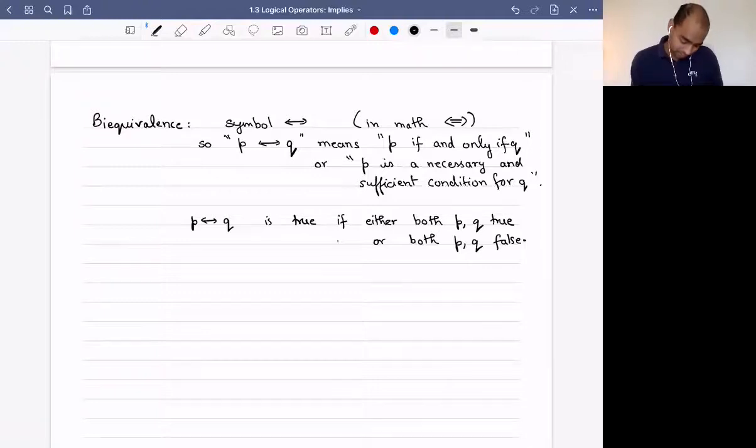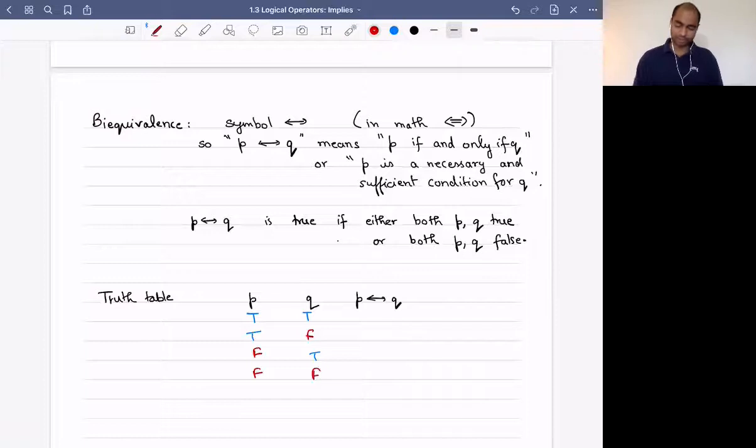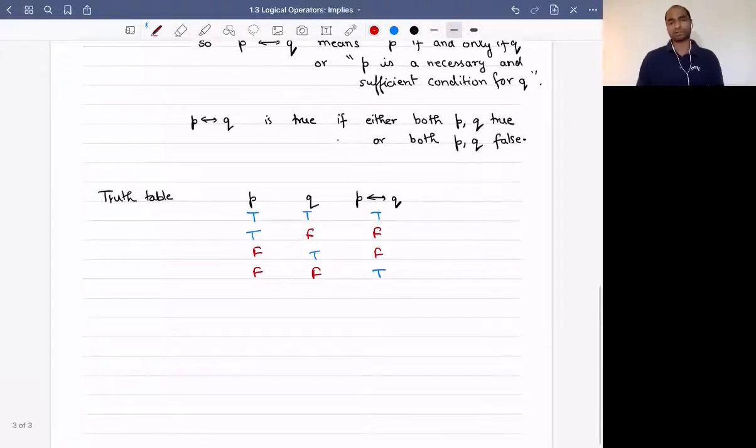And if I were to write a truth table, it will look like P, Q, P if and only if Q. Then we have true, true, true. All right, then the only time we get true is when they're both true or they're both false. So we get true here and true here, and we get false here and false here. So that's the truth table for P if and only if Q, or bi-equivalence. This is also very frequently used in math. It's mostly used for stating theorems. You will often see a theorem that says something if and only if something else.